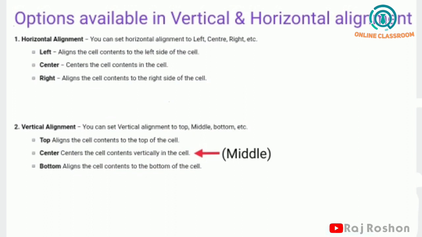Next is options available in vertical and horizontal alignment. In your book it is given very little. You have one question also. On page number 122 it is given: vertical alignment can be top, middle or bottom. Horizontal alignment can be left, center or right. Here I have given it in detail, so you can just read these things and you will understand.